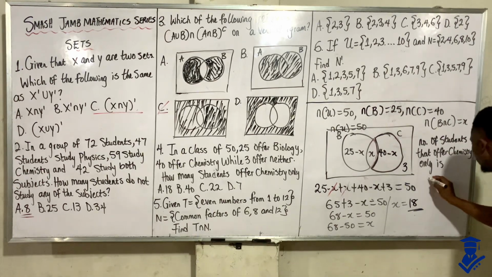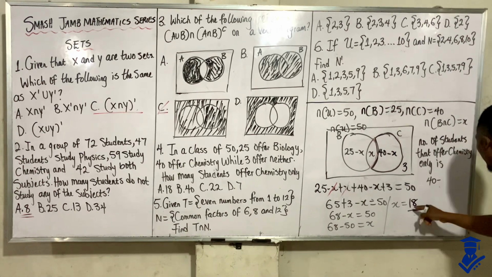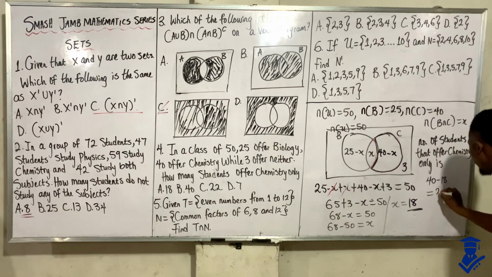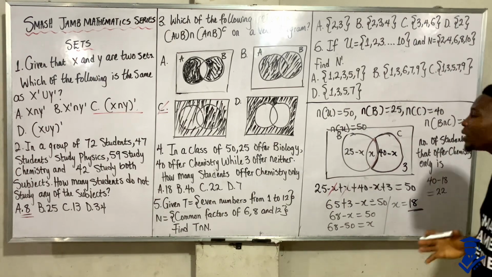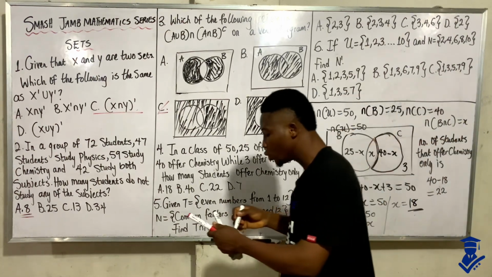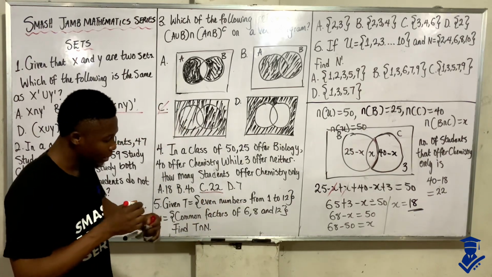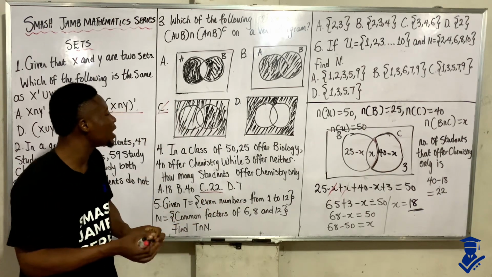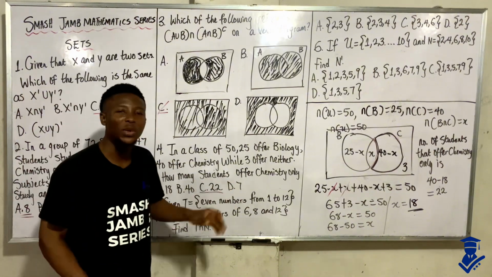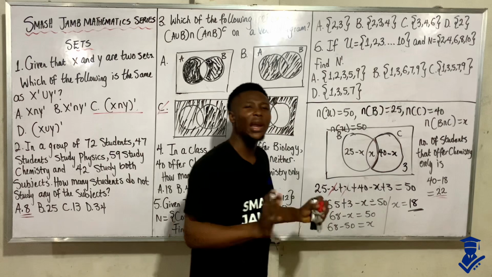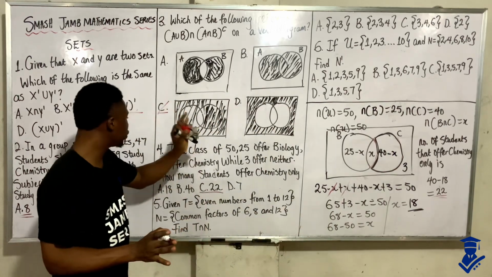So that's going to be 40 minus x, which is 18. So this is going to be 22. The number of students that offer chemistry only are 22. So option C is correct. Number of students that offer chemistry only are 22 students. So this is our final answer. Now let's go ahead to solve the remaining questions.